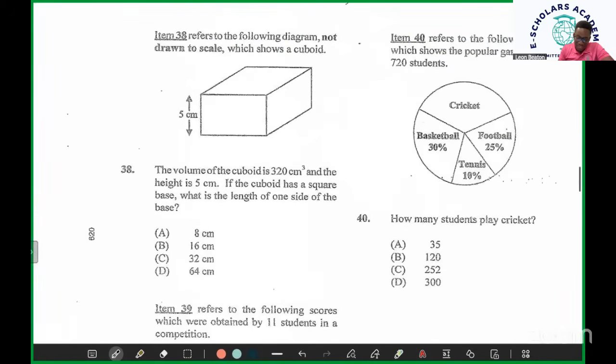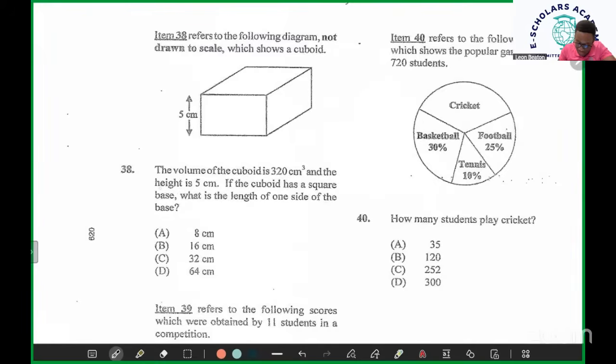So we got 38, the volume of the cuboid. We did this before. I think this is 8. Let me go through it. Volume, so 320 is equal to... Let me do it over. Oh, hold up. Let me take my time. So the volume is 320 and the height is 5. If the cuboid has a square base, what is the length of one side of the base?